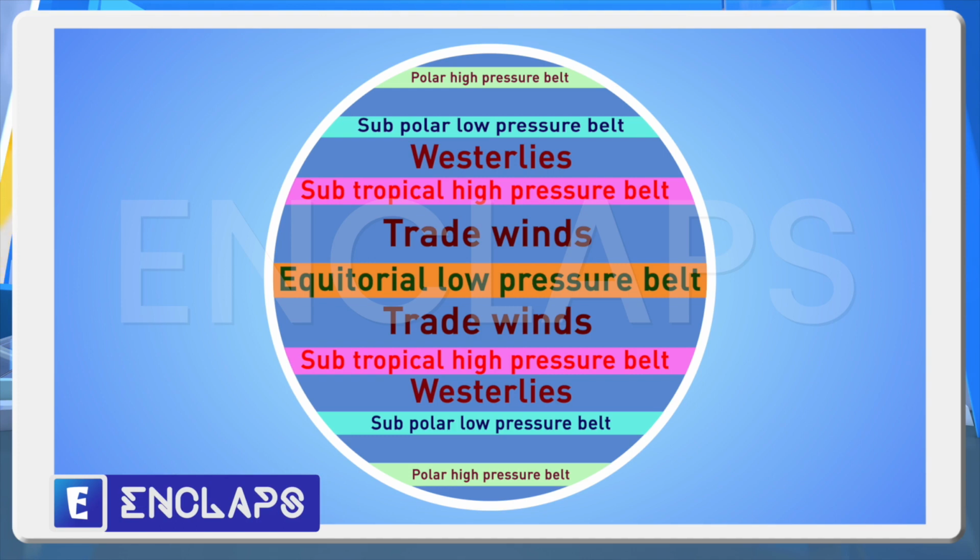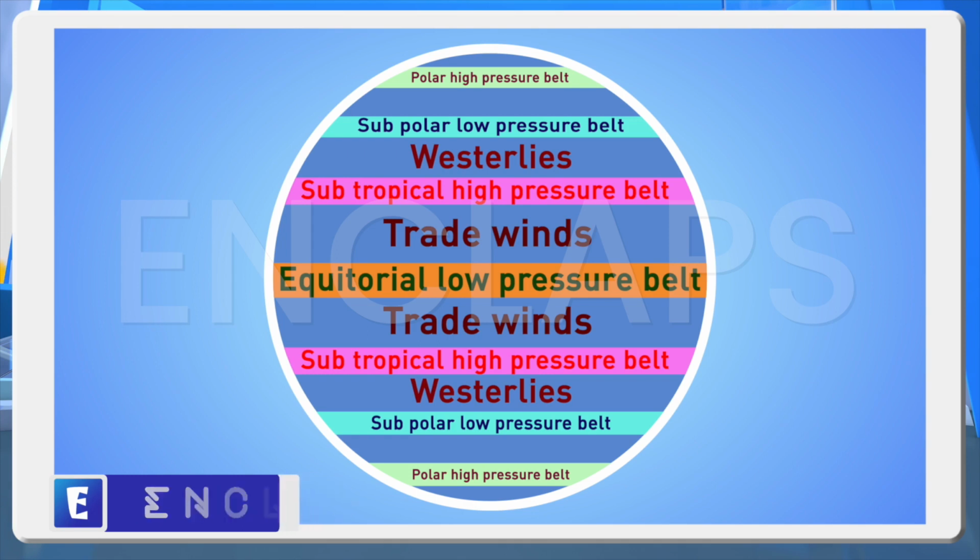See this low pressure zone near equator? This equatorial low pressure zone where the trade winds from both the hemispheres converge is known as the intertropical convergence zone.